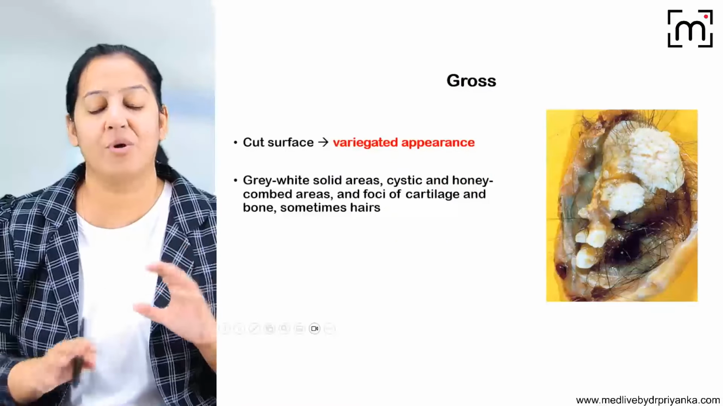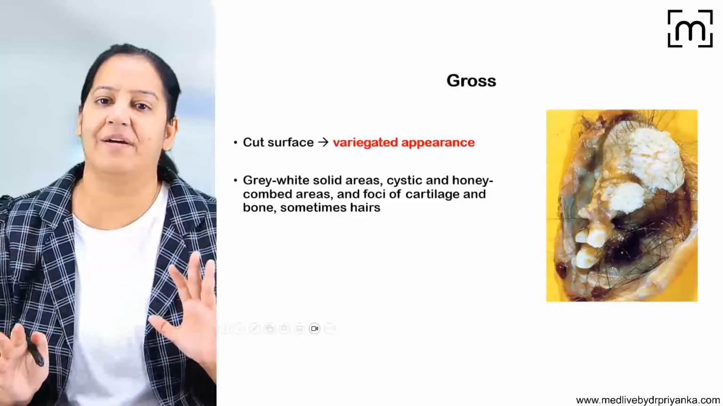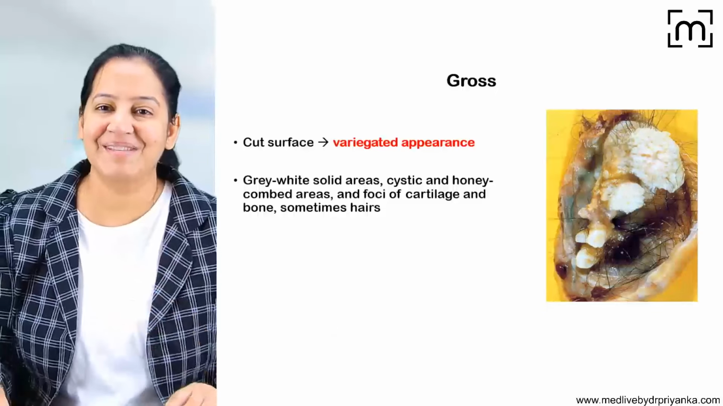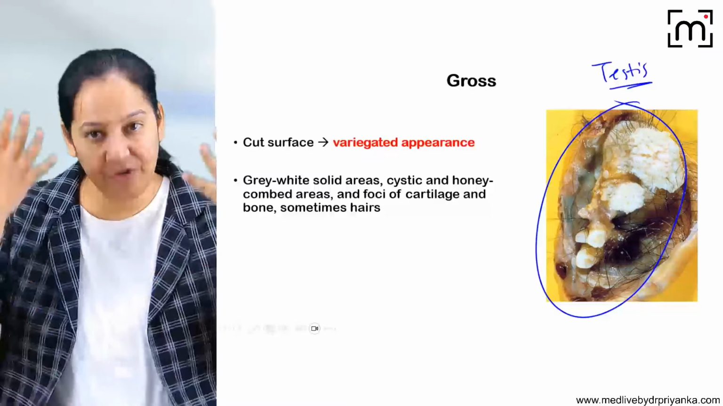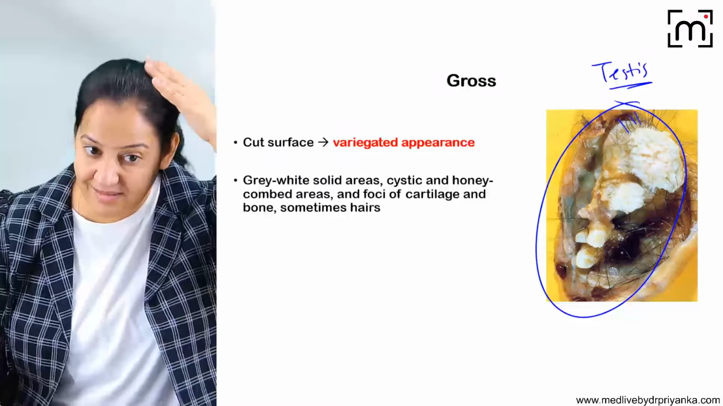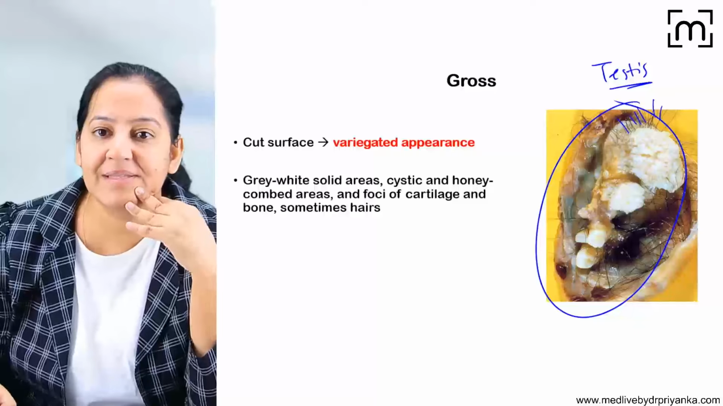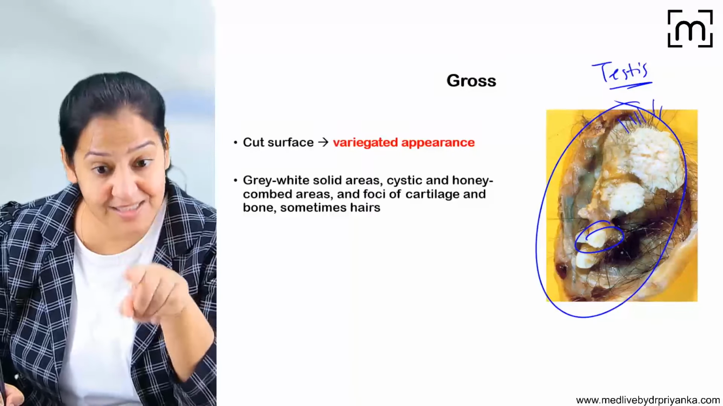Now, the gross is very typical, very peculiar. So you have to draw it in your exam. This is the testis. Inside the testis, you can get anything of the human body. You can see the hairs here, inside the testis of this male. You can see the teeth is there. Yes, the teeth inside the testis.